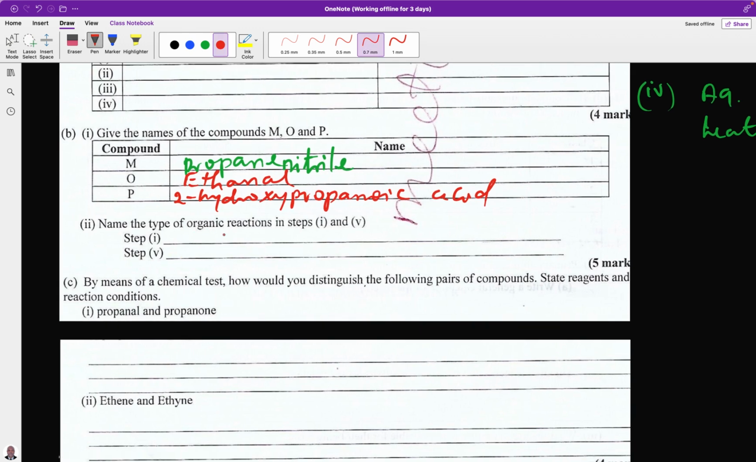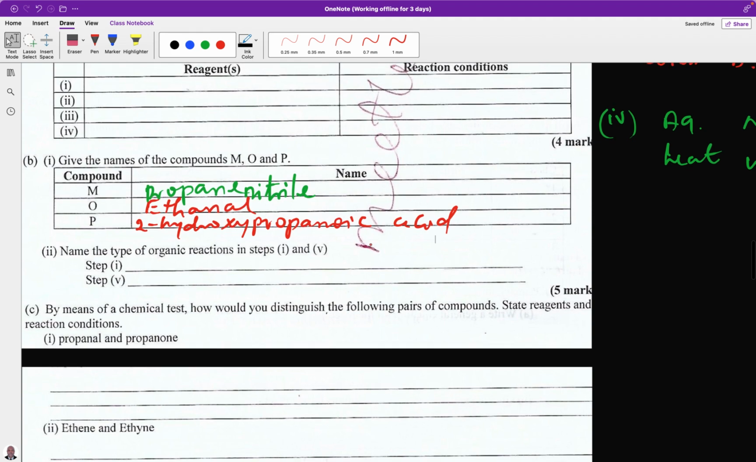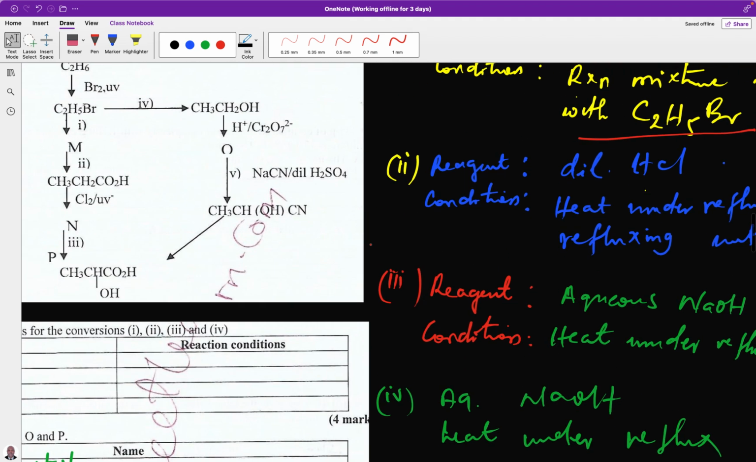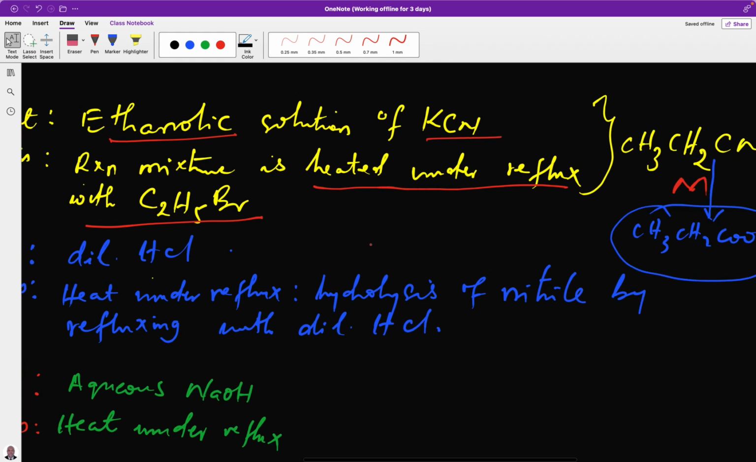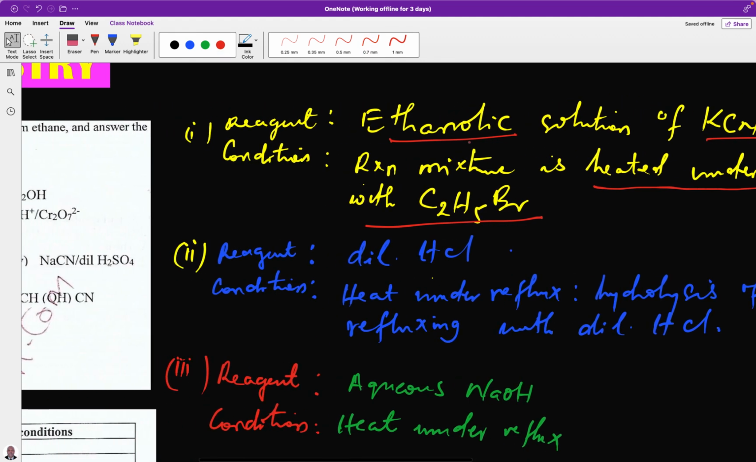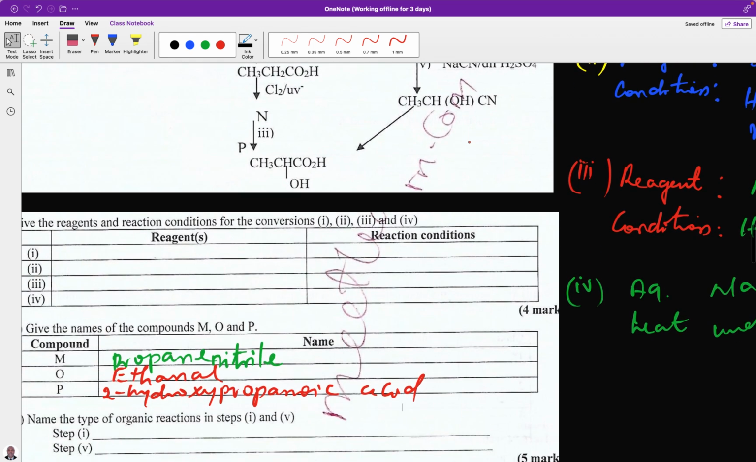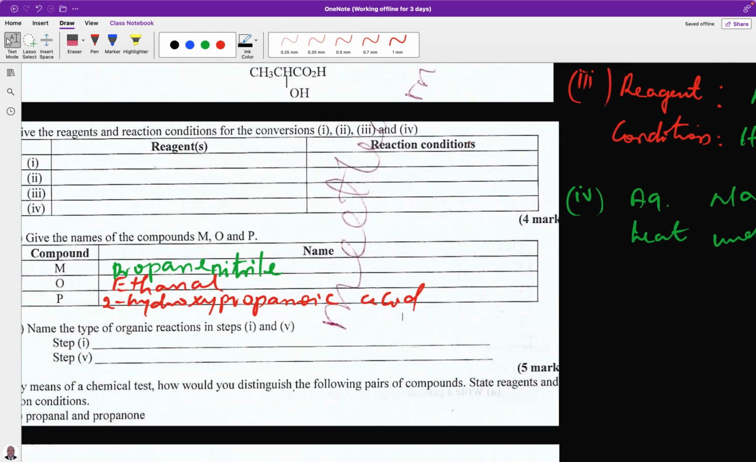Name the type of organic reaction in step 1. As I explained, I said substitution in 1. A cyanide is used to substitute the bromine. And this cyanide is acting as a nucleophile by providing a lone pair of electrons. So it is nucleophilic substitution. In 1, we say it is nucleophilic substitution.